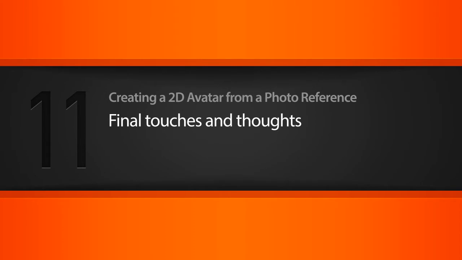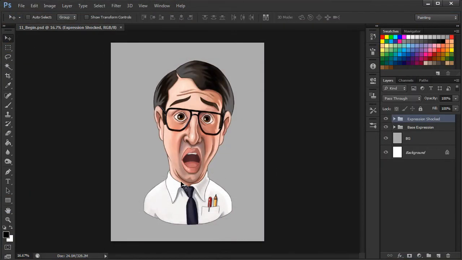In this lesson, we'll add a final touch to our shocked expression and share some final thoughts about our 2D avatar. So let's go ahead and get started. In the previous lesson, we basically painted the areas that needed to fit our new line work for our shocked expression. So we focused on the areas around the mouth, the eyes, and the forehead.